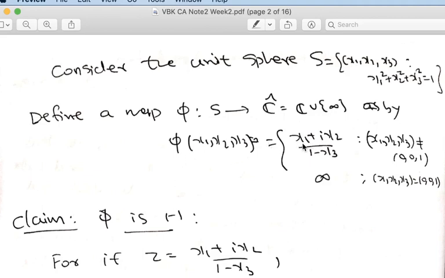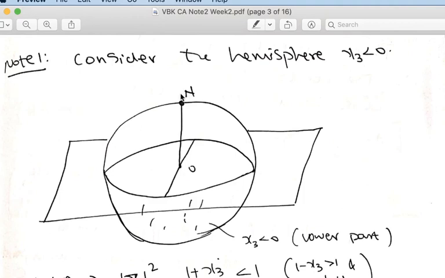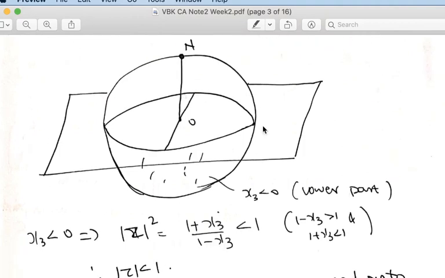(x1, x2, x3) goes to (x1 + i x2) divided by (1 − x3). In fact, I will show you the picture. You draw a line from the north pole, and you view the complex plane as passing in between the sphere. Now you draw a line from the north pole to the plane, and it will cross the sphere through some point, and that point is mapped onto the corresponding point in the plane. This is how we define this map. This is a geometric intuition, but we will prove this rigorously in this note.